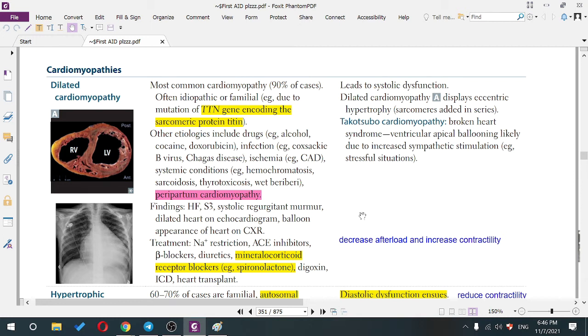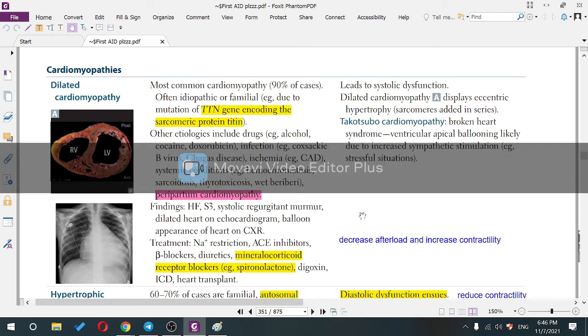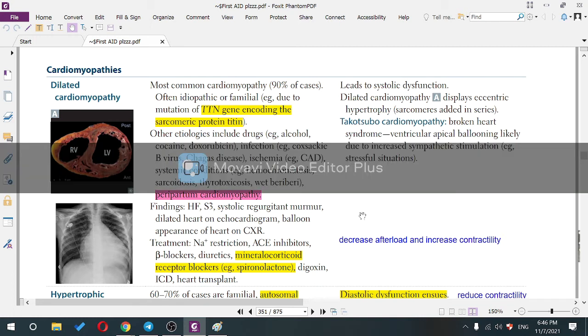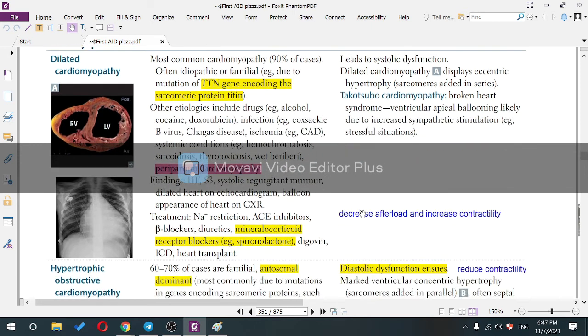What is important to know? What is important to know is the difference between wet beriberi and dry beriberi. In dry beriberi, the patient suffers from neuropathy. While in wet beriberi, they suffer from what? The patient with wet beriberi suffers not from neuropathy, but mainly heart failure. Thus, they get the edema. This is why we call it wet.